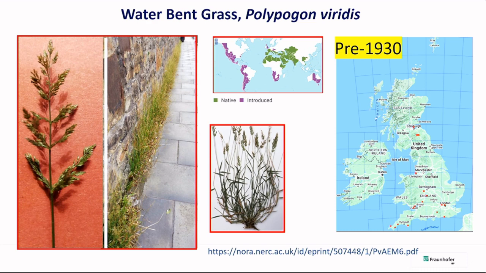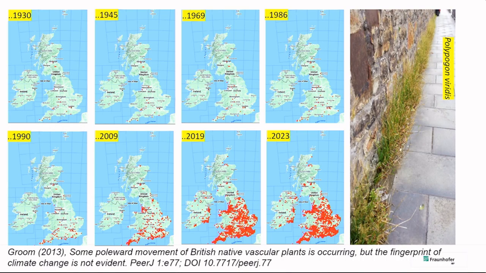And you can see that before 1930, it was present. There were quite some records in London, and a few scattered records, particularly in the southwest. So that was 1930. And then if we look at how it has spread, this is 1945, no change. Up to 1969, still hardly any change. 1986, a little more perhaps. And then it really got going in the last few decades.